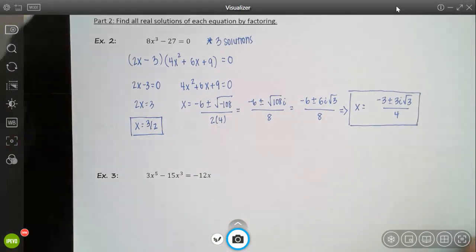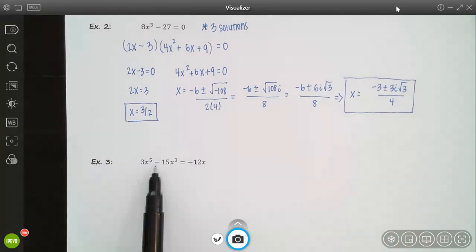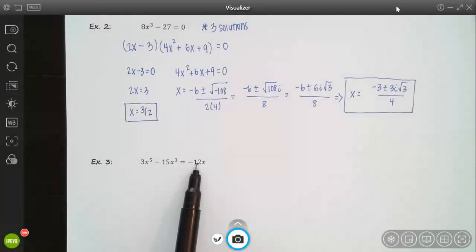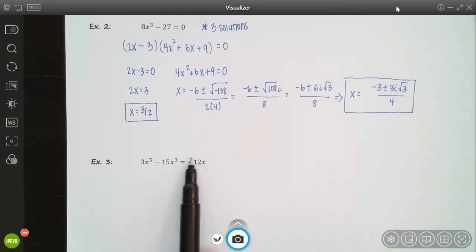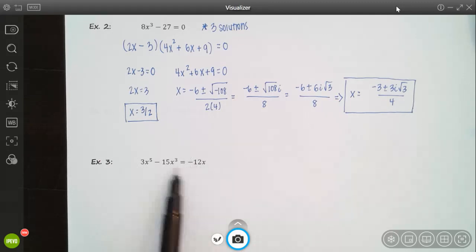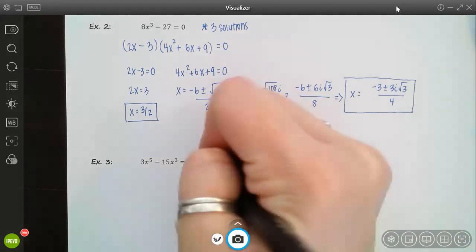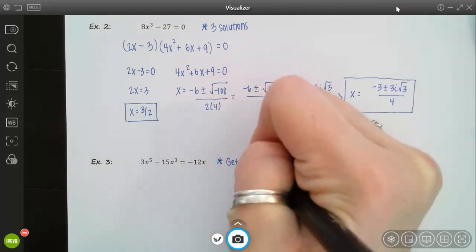So let's look at another example. So 3x to the 5th minus 15x cubed is equal to -12x. Similar to what we were saying when we were solving quadratic equations, we always need to make sure one side of the equation is equal to 0 in order to solve here. So if you notice that you've got terms on one side of the equation that can get moved, move them first. So you always want to get one side equal to 0 before we can go ahead and actually factor.